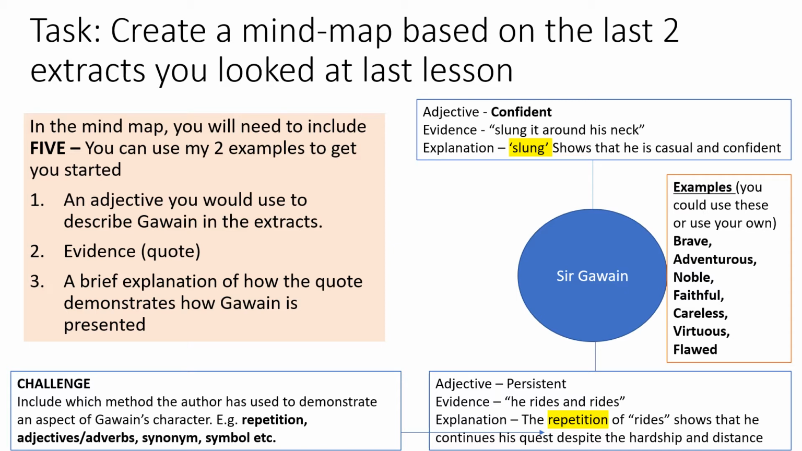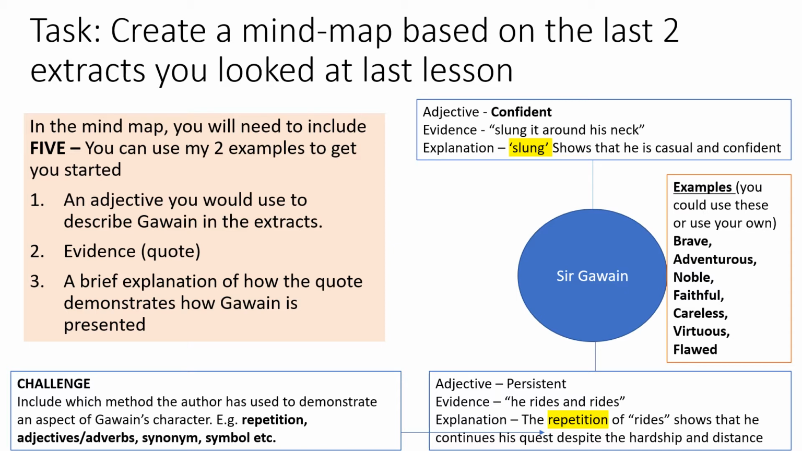You'll see that I've highlighted slung and repetition here. Can you please include which method the author has used to demonstrate an aspect of Gawain's character? For example, repetition, adjectives, adverbs, synonyms, symbols, etc. Your word classes, which you will have done this year and at primary school, will count for this as well, adjectives and adverbs. So if you said the adverb slung, for example.